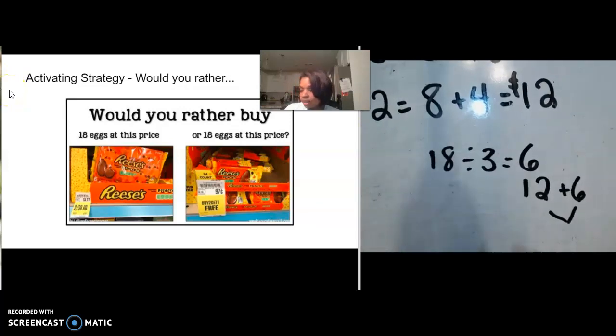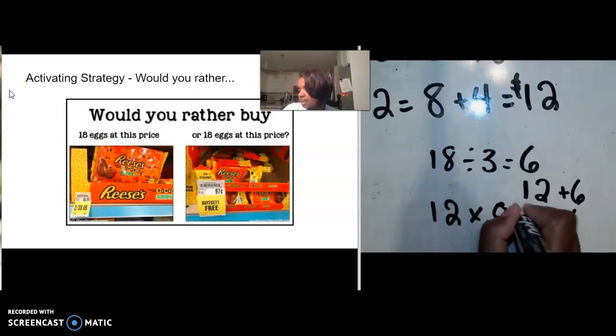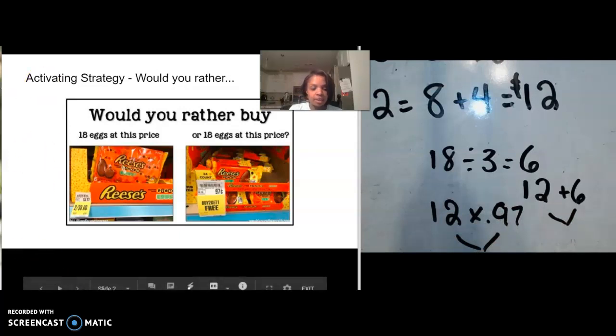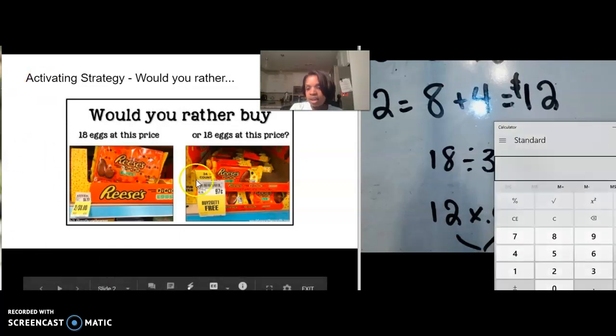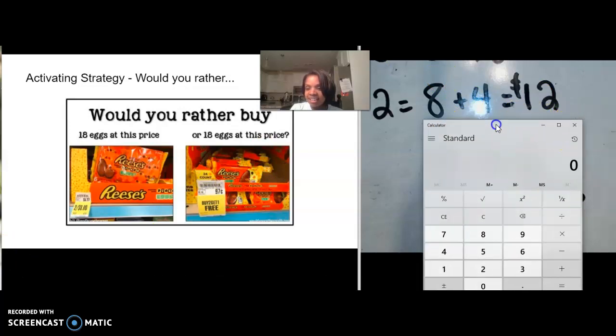So I need to figure out 12 eggs times 97 cents. I'm actually going to do my math on a calculator just to save some time. And no, I'm not cheating. All right, so I'm going to type in 97 hundredths, and I'm going to multiply that times 12 eggs, and that gives me $11.64.